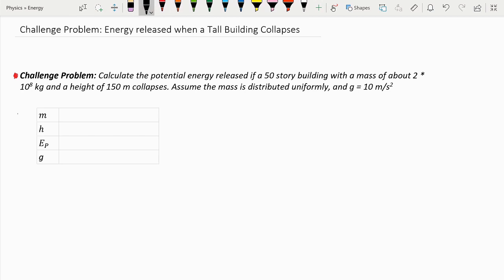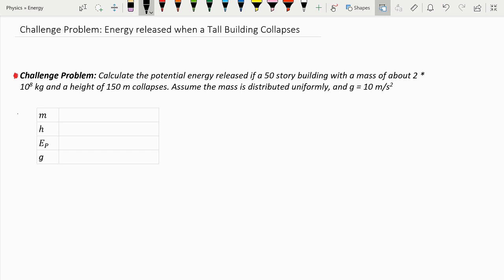Calculate the potential energy released if a 50-story building with a mass of about 2 times 10 to the power of 8 kilograms and a height of 150 meters collapses. Assume that the mass is distributed uniformly and gravity is 10 meters per second squared, just for simplicity.